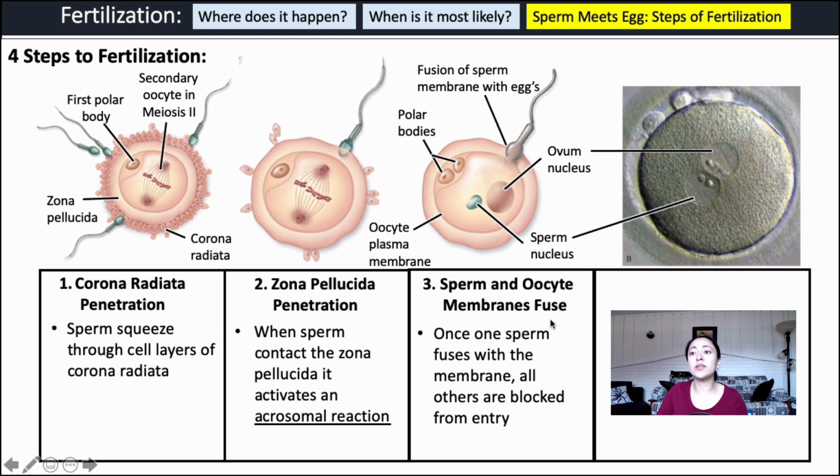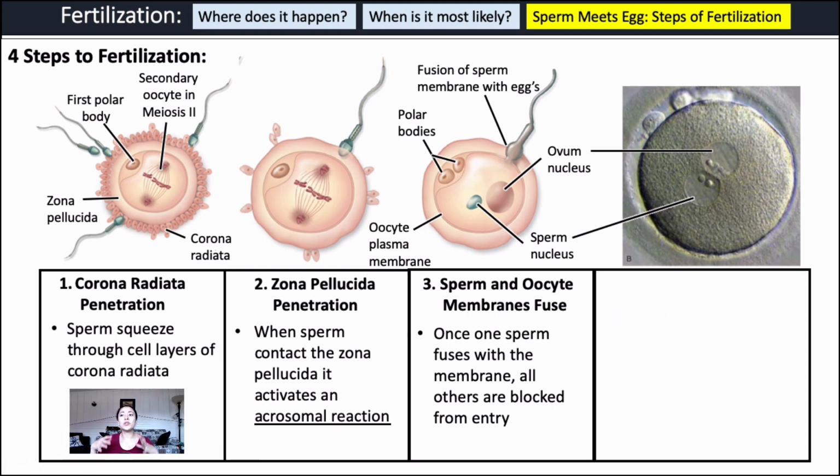So we have sperm and oocyte membrane fusion. So here's the cell membrane of the sperm, and it's fusing with the cell membrane of the egg. Once one sperm fuses with the cell membrane, all others are blocked from entry. So there are chemical changes that happen in the egg that pretty much create this permanent barrier that doesn't allow any other sperm to come through.